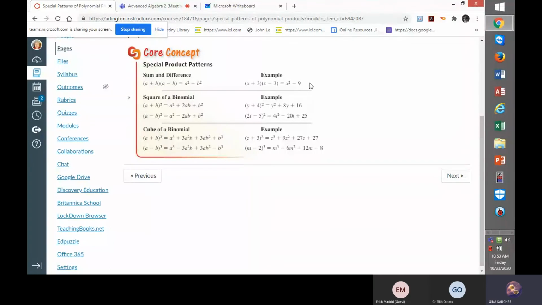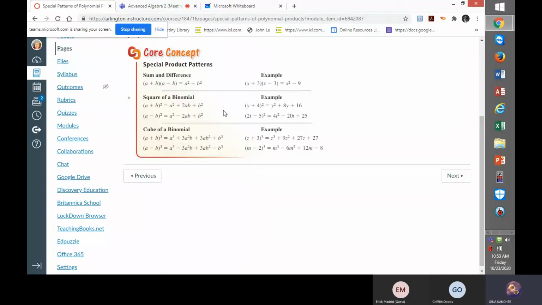Instead of getting 3 terms over here, see below how you have 3 terms usually? When you take a binomial times a binomial, you get a trinomial. This is the only situation where you get 2 terms, because the middle would be plus 3x and minus 3x, and that makes 0. So what you get is the x squared minus the 3 squared, so x squared minus 9. Okay, that's the difference of 2 squares.